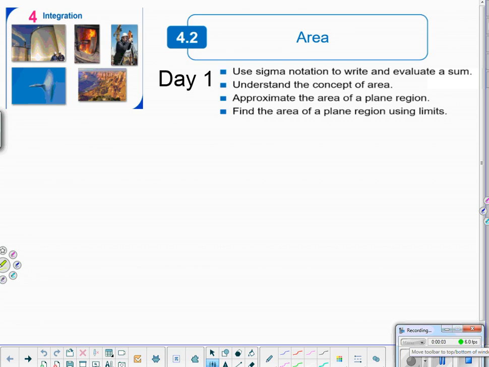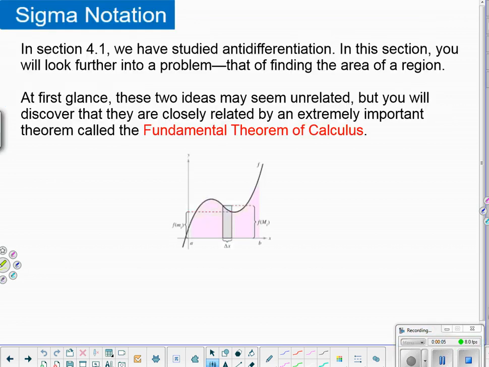4-2, day 1, looking at sigma notation and summation notation today. A little bit of area under the curve as well. So in section 4.1, we studied a little bit of anti-differentiation. We worked on the antiderivative of x cubed dx. And remember how we added a power and divided by a power.